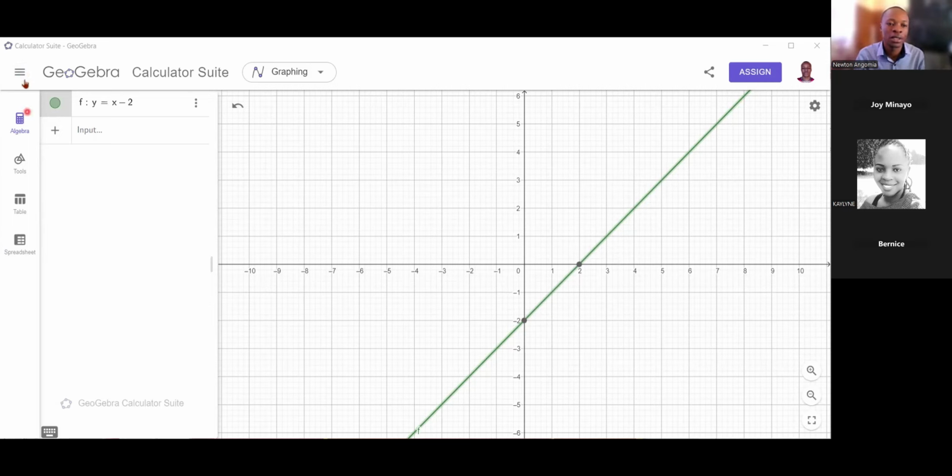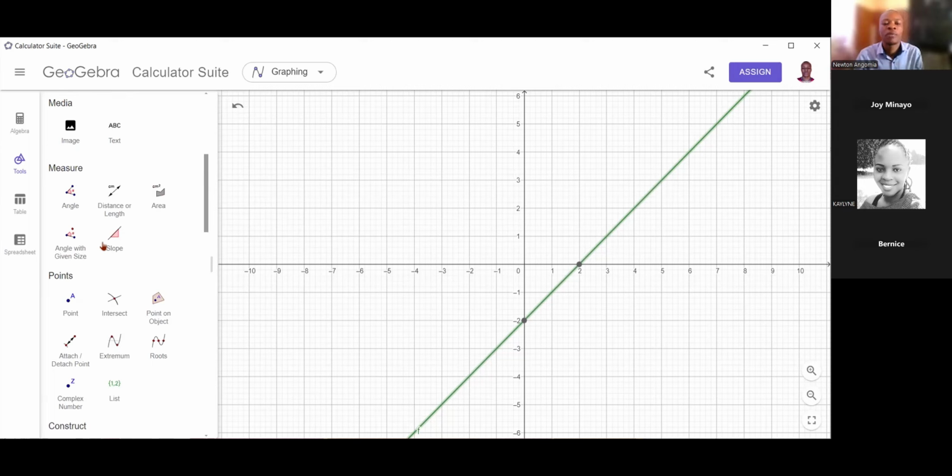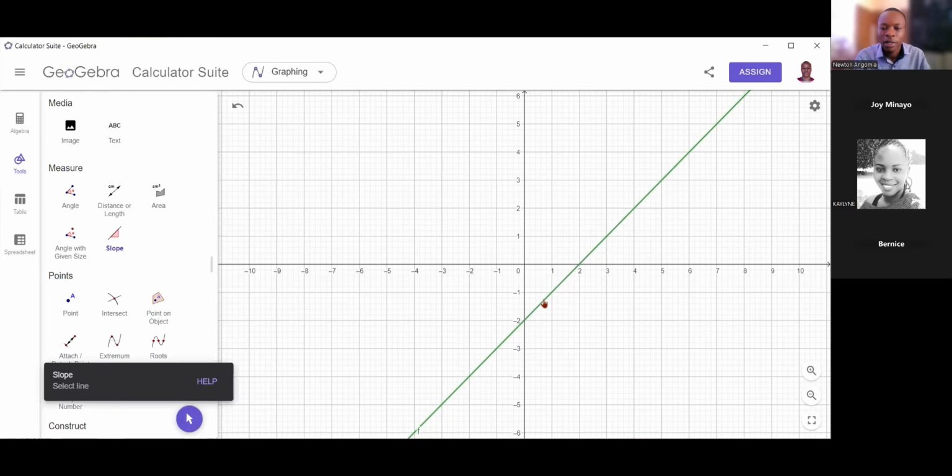Let me just get it from here. It's here. I wasn't seeing it, so let's measure the slope. Then this is our line. So you can see m is equal to 1. So that is for our line. The straight line's slope is m is equal to 1.